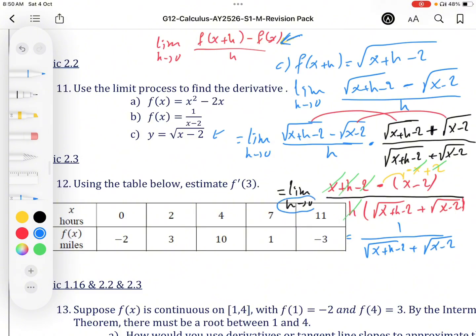When h approaches 0, it's equal to 1 over radical, the h goes 0, so x minus 2 plus another radical x minus 2. So 1 over radical plus itself, 2 radical x minus 2.